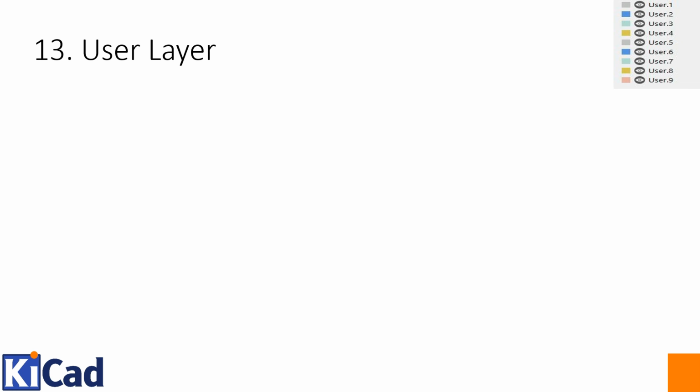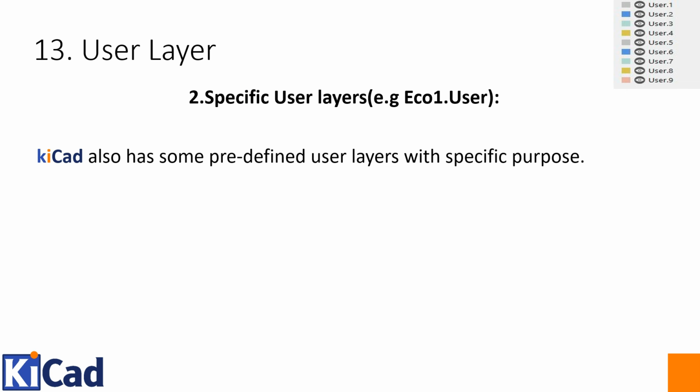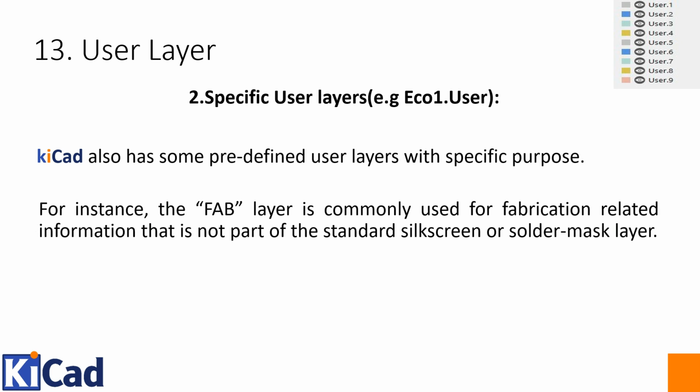Then is the user layer, specific user layers. KiCad also has some predefined user layers with specific purpose. For instance, the fabrication layer is commonly used for fabrication related information that is not part of the standard silk screen or solder mask layer. So it's up to you.